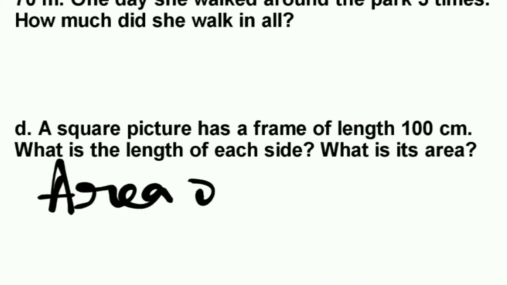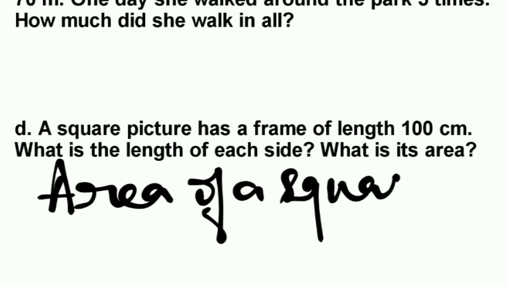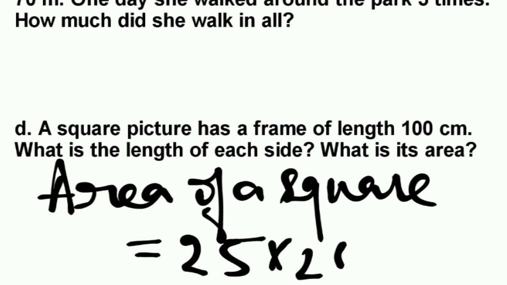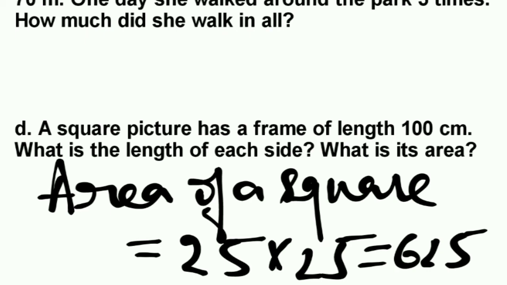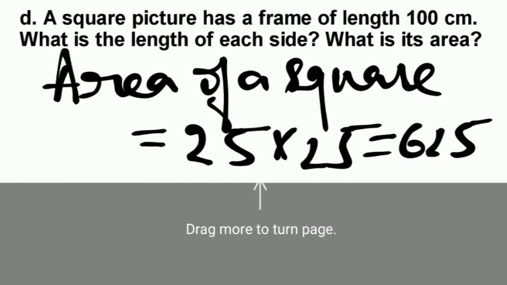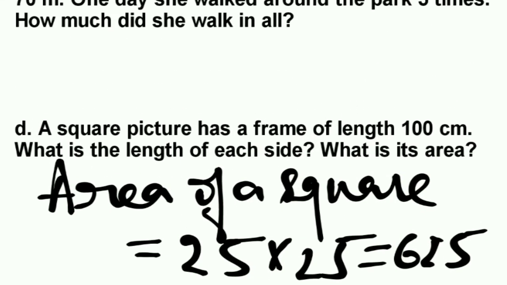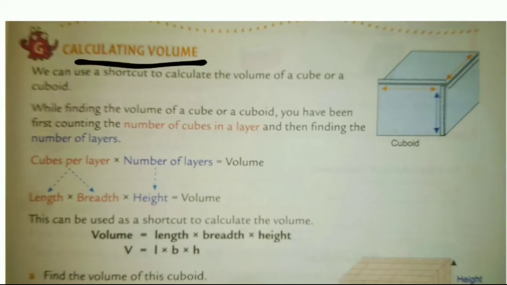Area of a square is side into side. So 25 into 25 is 625. 625 square centimeter. Okay. Calculating volume. This is the third topic of this chapter, calculating volume.